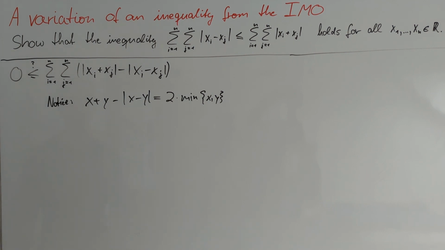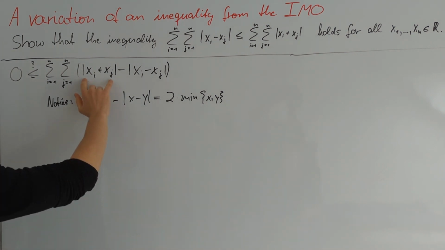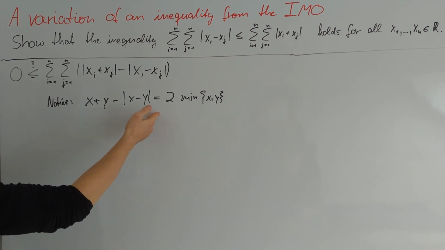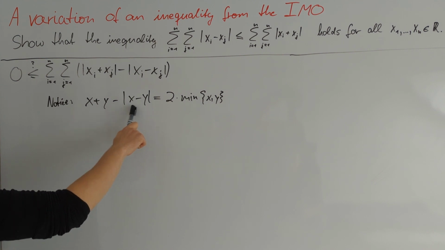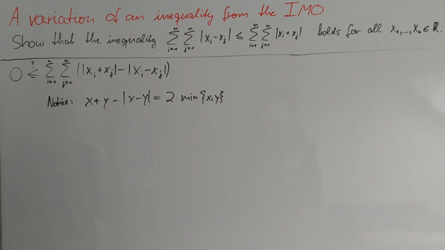So we could just say, let's ignore the first absolute values, then we would get something like that. And the reason why this is equal to 2 times the minimum of x and y is that if, for example, y is the minimum of x and y, then the absolute value of x minus y is just x minus y, and then of course we get 2y, and this also works the other way around.